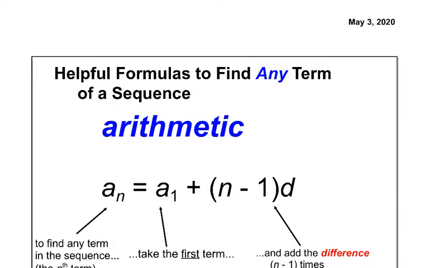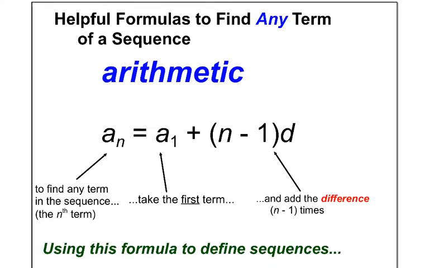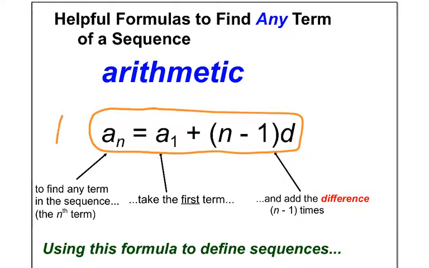Okay, well, we've got a really, really important and popular formula here that I'm going to put a big box around and star as well. This helps you find any term that you want in an arithmetic sequence. This will help you find what we call the nth term, n being, again, that subscript that you have there. A is the actual term, and n is its place in the sequence.